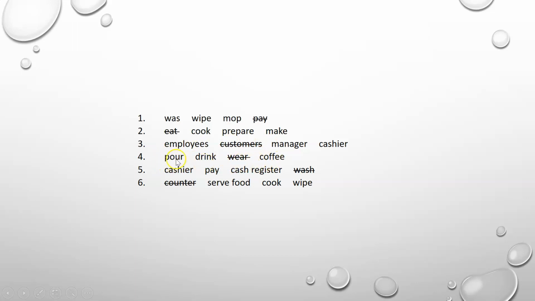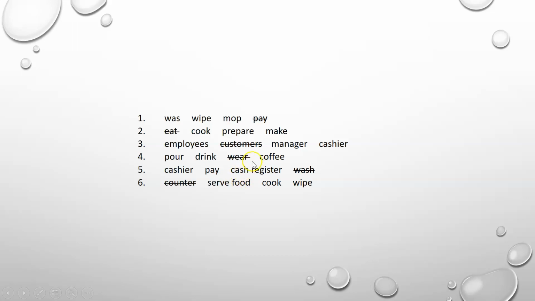Okay. So pour is a verb, drink is a verb, coffee is a noun, but they all have to do with liquids, with drinking, right? You pour a liquid, you drink a liquid, and coffee is a liquid too. So wear is a different group verb. It has to do with what somebody has on his or her body. Like we wear clothes, we wear shoes, we wear uniforms. So this is different. So we cross out wear.